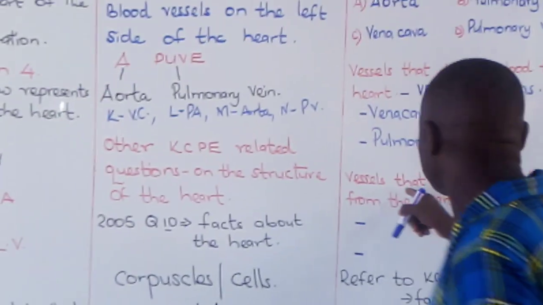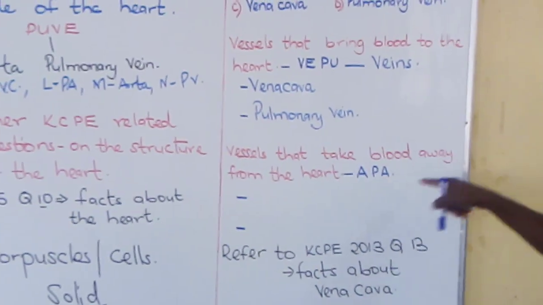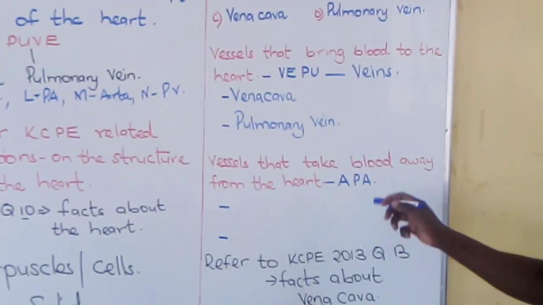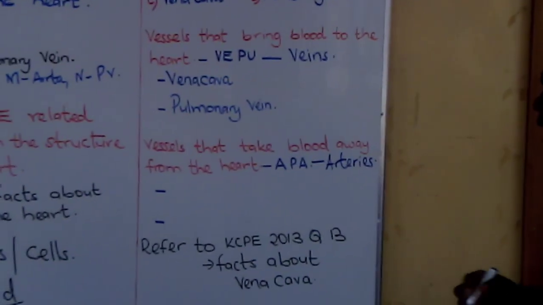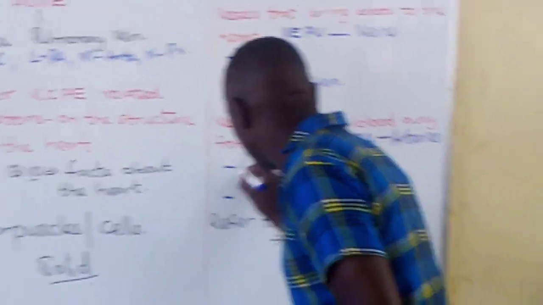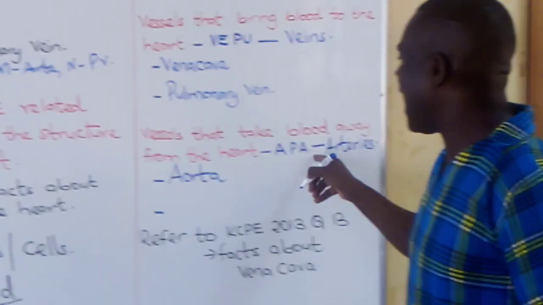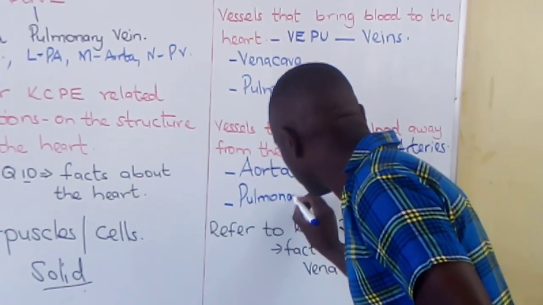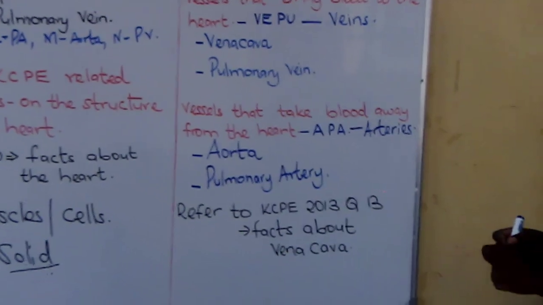Let's come to the vessels that take blood away from the heart. The vessels that take blood away from the heart. Upper is the mnemonic, and they must be arteries. The first artery, the major artery, is the aorta. PA stands for pulmonary artery. Pulmonary artery. You understand that?